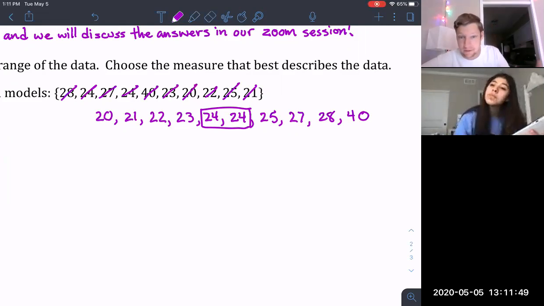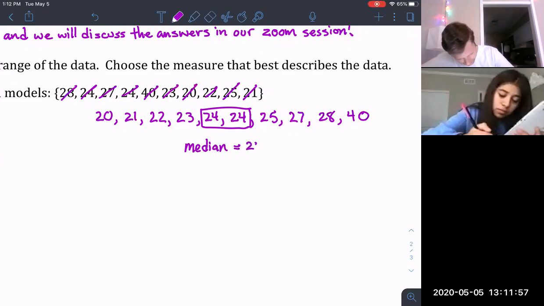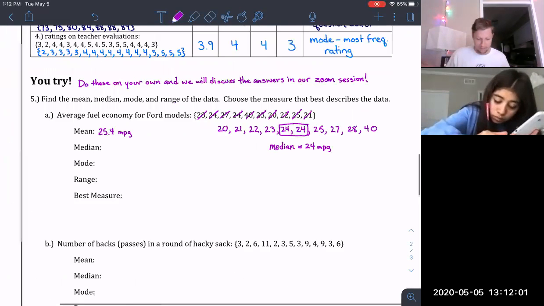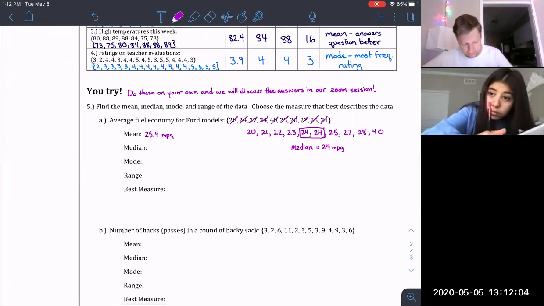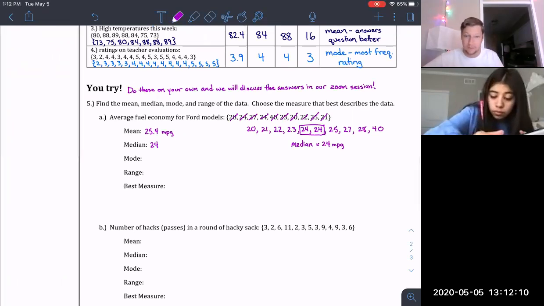Okay, so what's the average of these two values? 24. Right. All right. This one was an easy one. They took it easy on us. So the median is 24 mpg, because if you add it up, 24 plus 24 divided by 2, you get 24. So you can see the mean and the median are a little bit different, but they're pretty close.